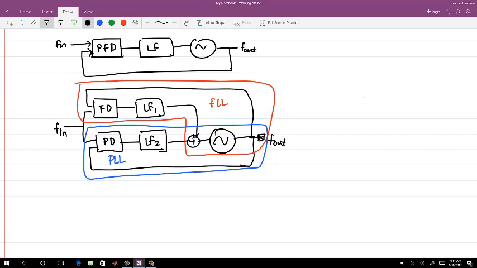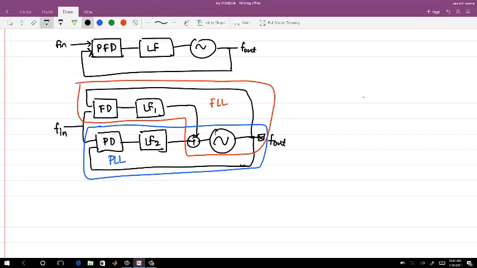So I can say if I make my FLL a very low bandwidth loop, then if I am changing some frequency quickly on the phase lock loop to recover the phase, I do not go and change the frequency. So the bandwidths of the two loops are actually used to slow down or speed up one of the loops.